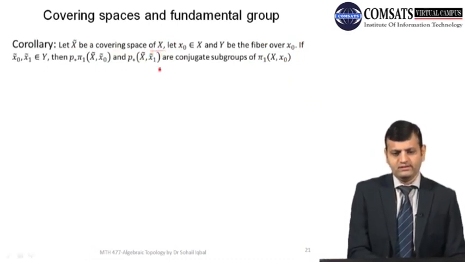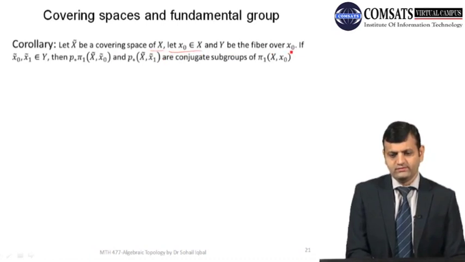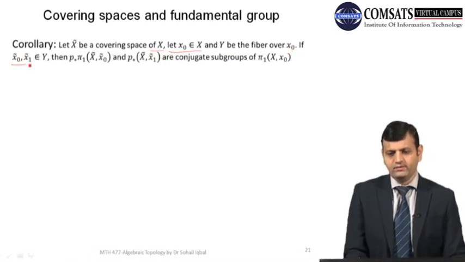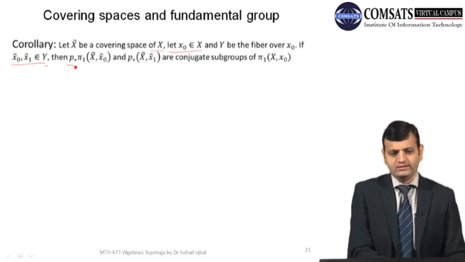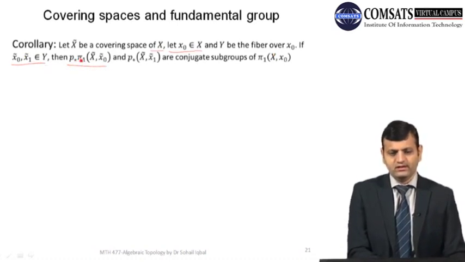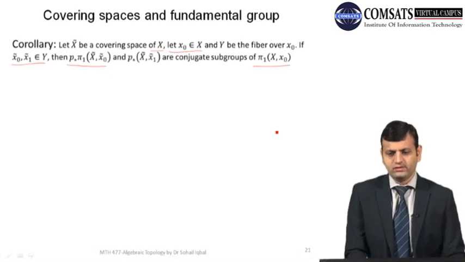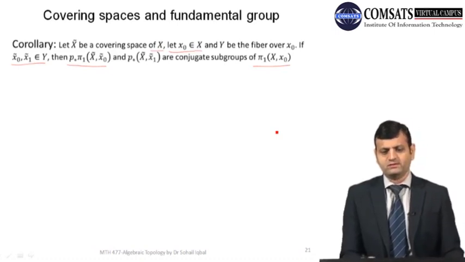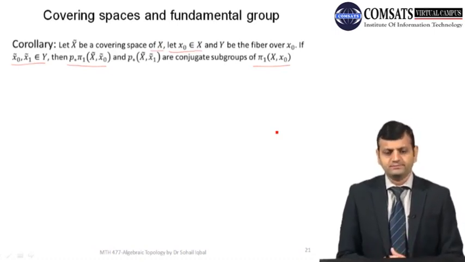This result says that if we have a covering space of X, and x naught is an element of capital X, and Y is the fiber over x naught, and if two elements are in the fiber, then their images under p lower star of the fundamental group at those points are conjugate subgroups of pi 1 of X, x naught. So once again, a very important result.